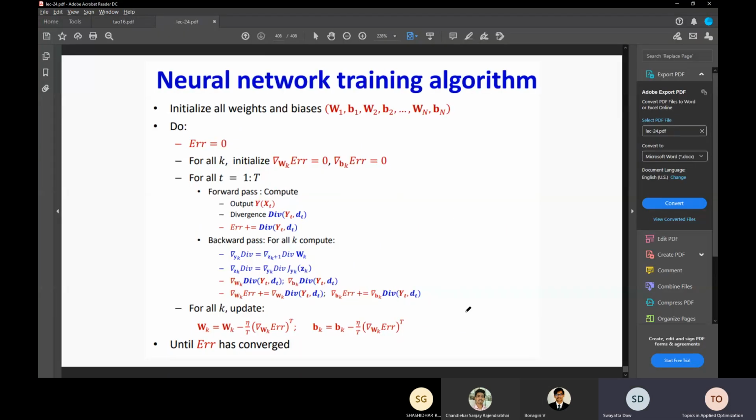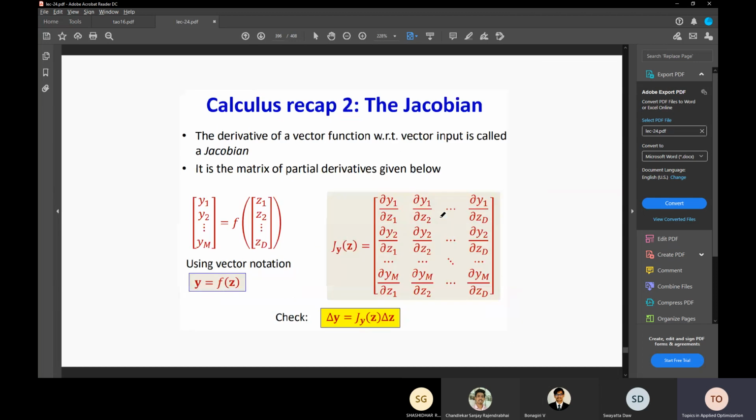Sir, can the sigmoid function be used for multi-class also? Yeah, you will actually use the softmax. Softmax is a vector activation function, not the sigmoid. We need proper scaling because now you have multiple classes.